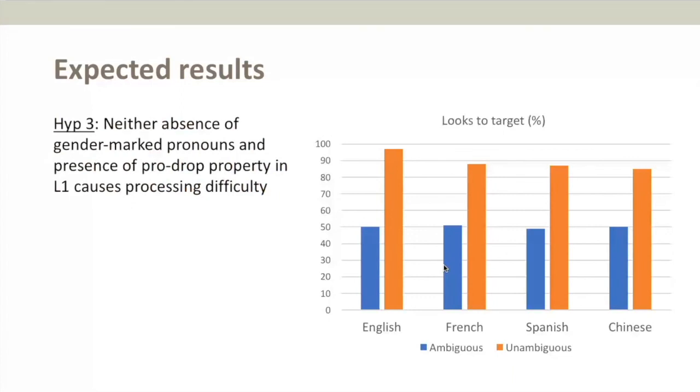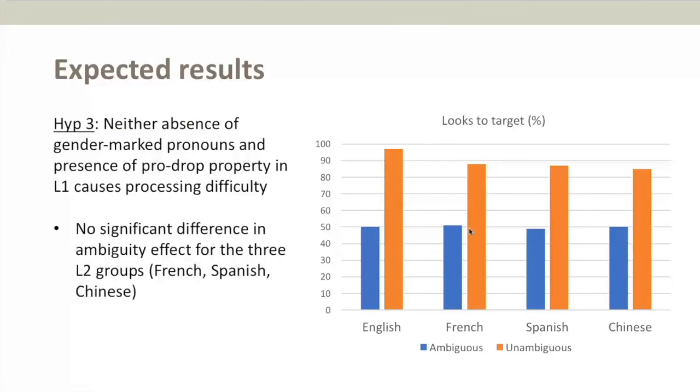Finally, if the null hypothesis is correct and neither of these properties will contribute to L1 transfer, then we will see that there's no difference in the three L2 groups here. So they might all be able to use gender information successfully, maybe more than 80% of the time.